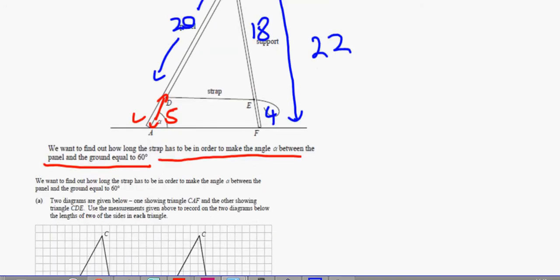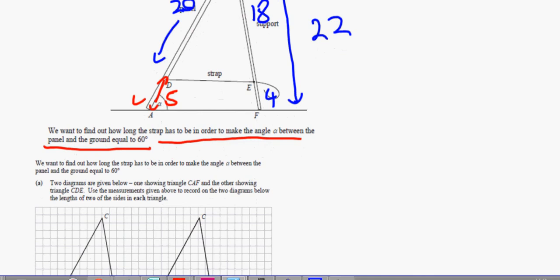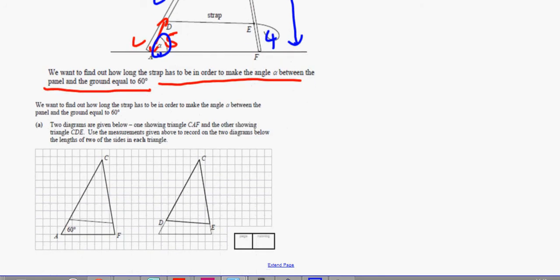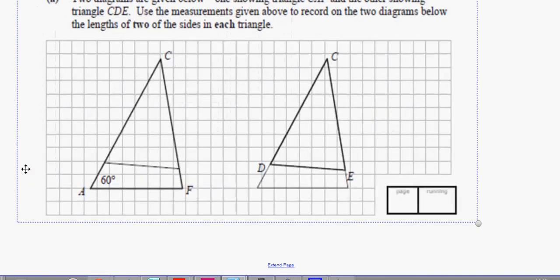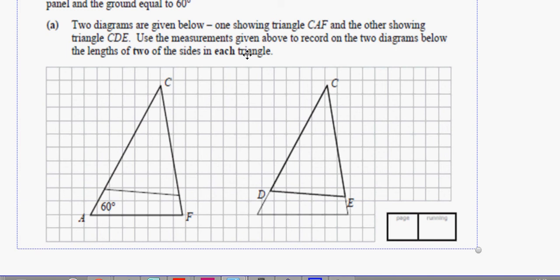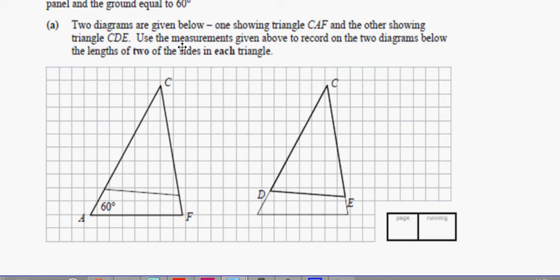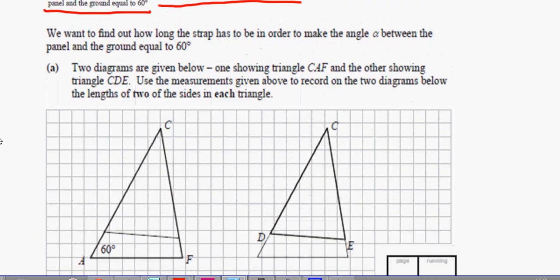How long is the strap? We want to find out how long the strap has to be to make the angle alpha, which is located here between the panel and the ground, equal 60 degrees. The two diagrams are given below, one showing the triangle CAF and the other showing the triangle CDE. Use the measurements given above to record on the two diagrams below the lengths of these two sides in each triangle. Okay, so we're looking to find out what D is, so let's fill out our small triangle first.